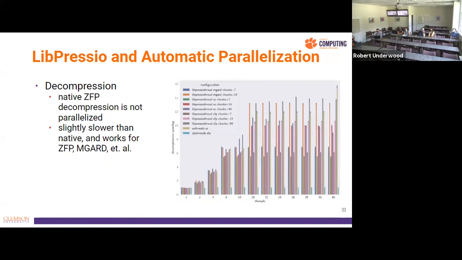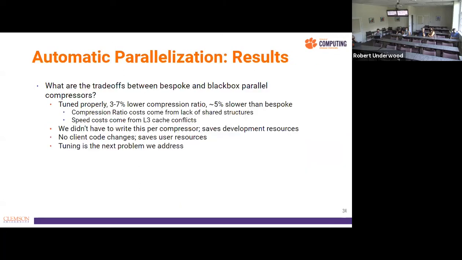When we look at the decompression story, it's relatively similar. We have slightly slower performance for decompression for SZ, but we have successfully parallelized ZFP's decompression, which was previously not performed. And then we also parallelized decompression for MGARD. And again, even for SZ, our scalability is relatively similar compared to what we had prior to our approach.